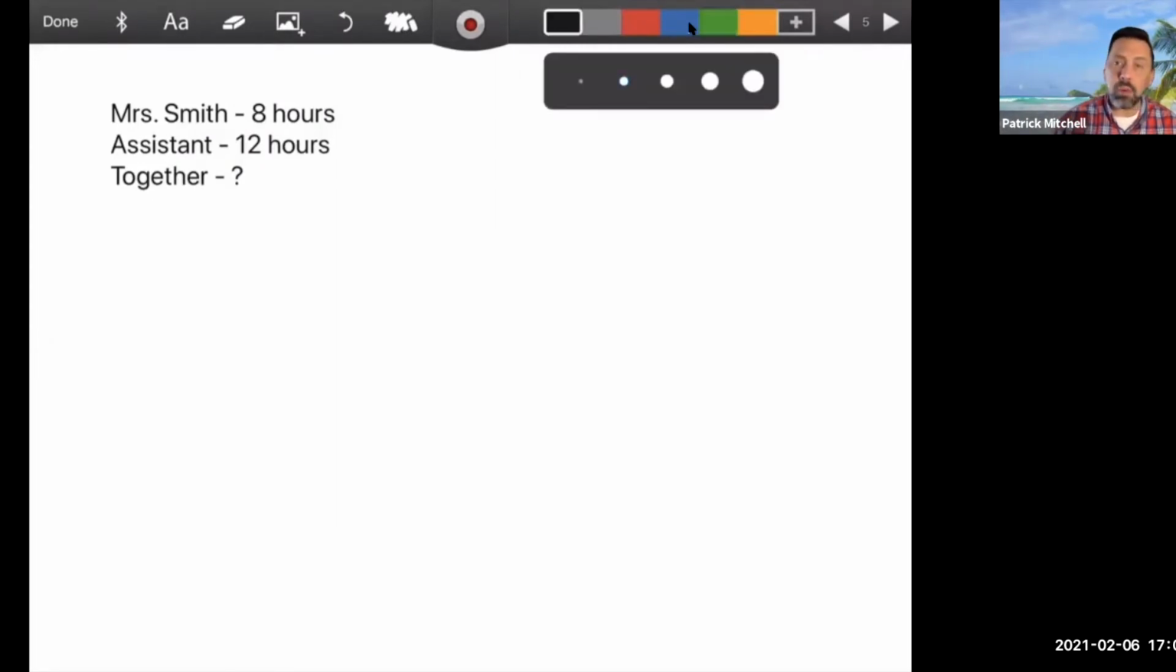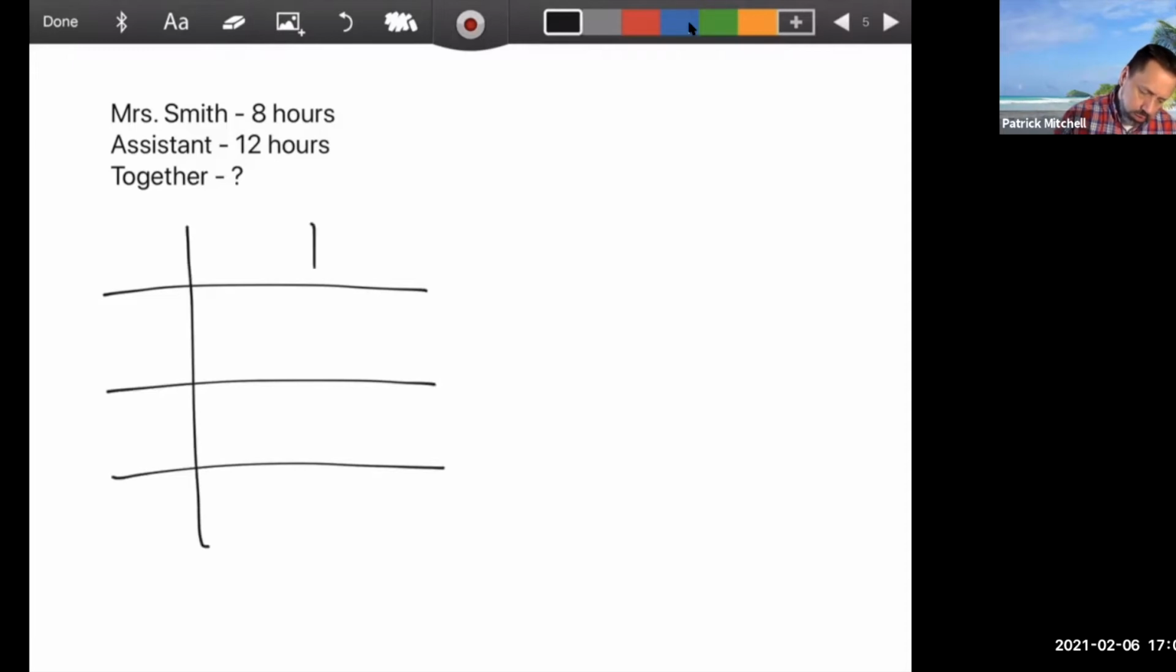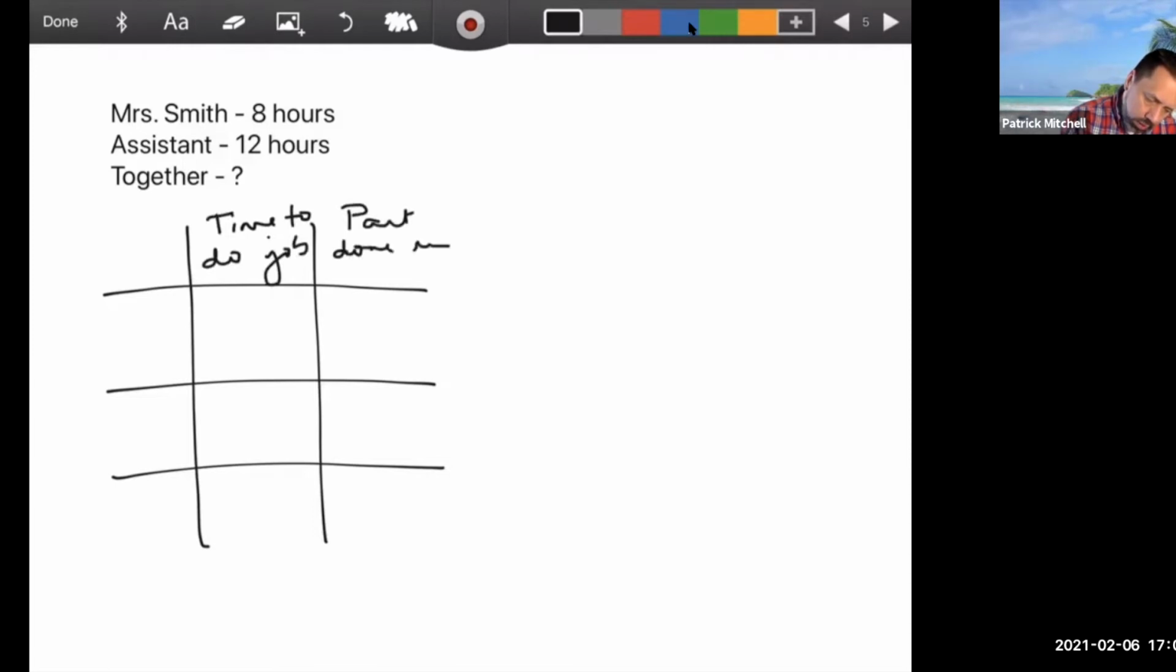All right, so remember how we set up that other one? Need this little chart. Up here we said time to do job, part done in one, this time we're going to say hour. We have Mrs. Smith, we have the assistant, and then we have together.